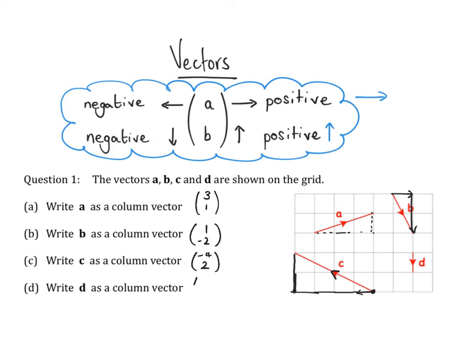And then the final one we're looking at is D. So let's have a look at D. Now look at the arrow. D starts up here, and it goes down to there. Does it go across anything? It doesn't move left or right, so that's a 0. It moves down by 1. It's going down, so that's a -1. That's all you're doing today. You're just describing the movement of these vectors.